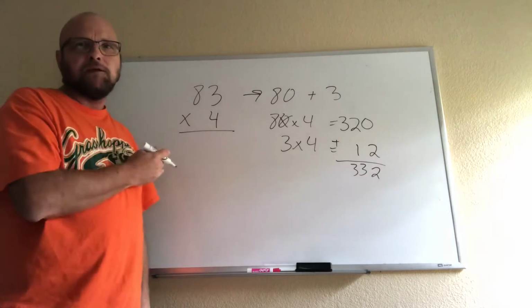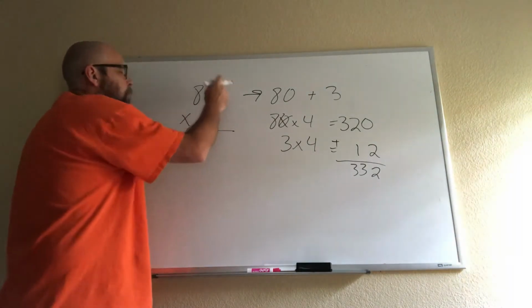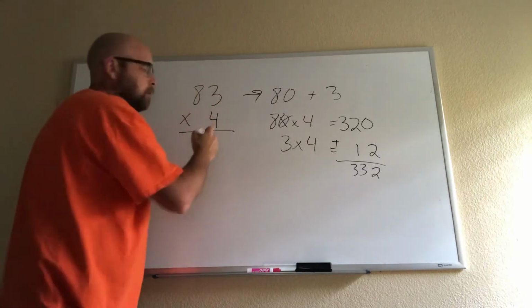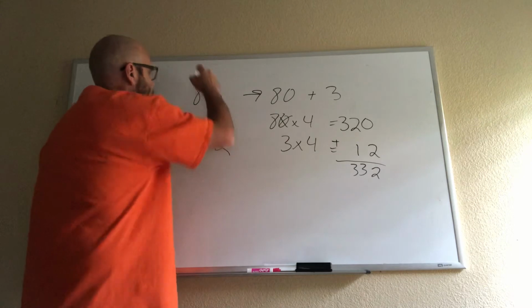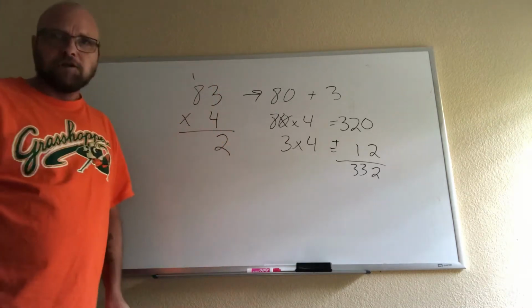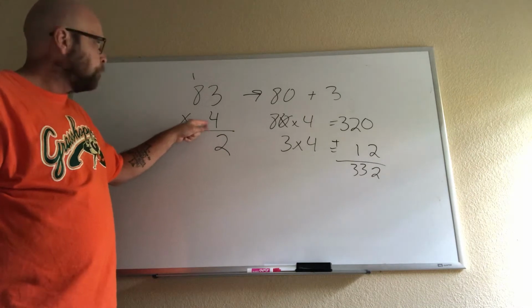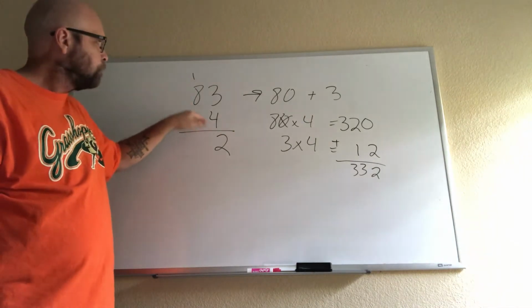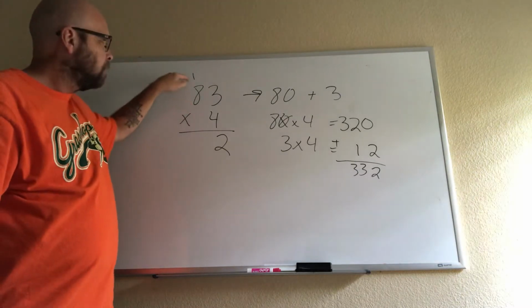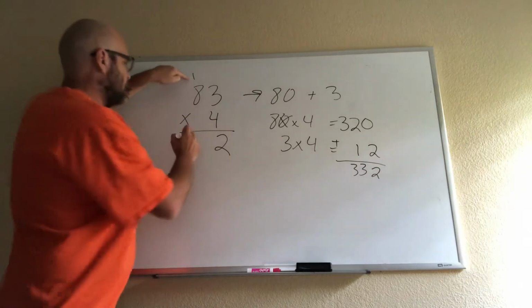Well, let's check it using the standard algorithm. 4 times 3 is 12. I can look at my multiplication chart if I don't know. That's a one digit by one digit multiplication. Now I have 4 times 8, which is a one digit by one digit multiplication. 4 times 8 is 32. And then I add the 10 that I had to carry. That makes it 33.